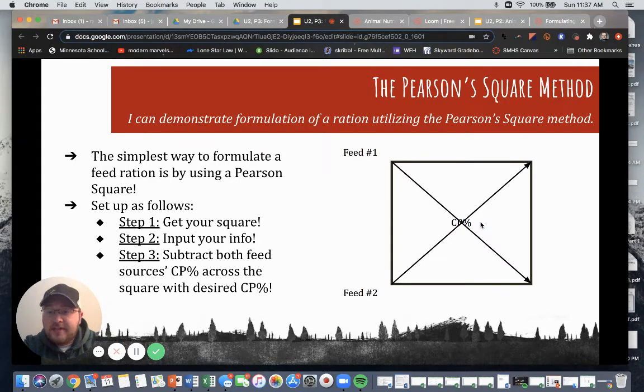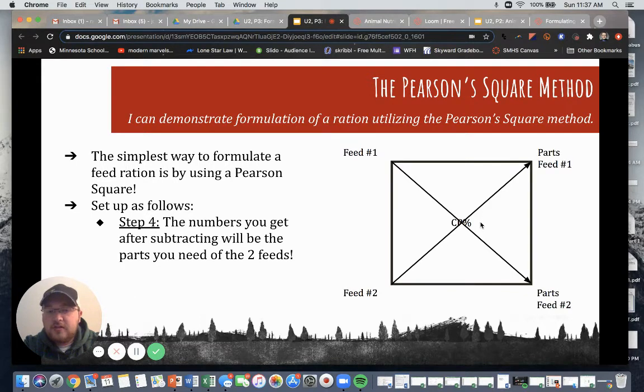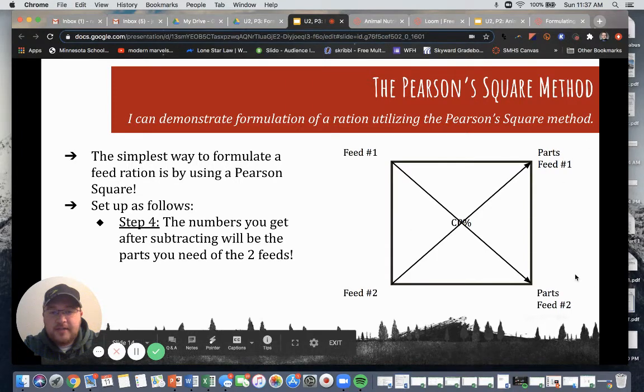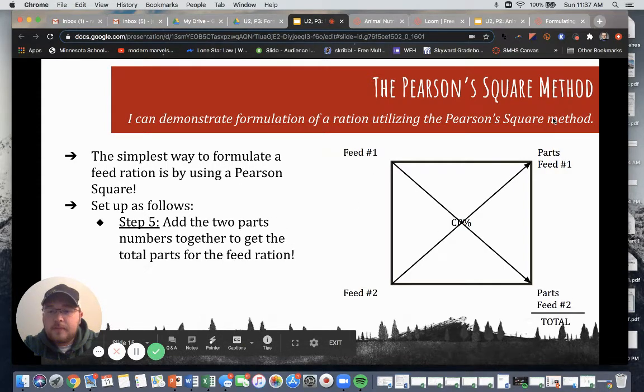Step number 3, you're going to subtract both feed sources' crude protein percents along the square from the desired crude protein percent. So this is what it's going to look like. Step number 4, the numbers you get after subtracting will be the parts you need of the 2 different feeds, and that's going to be up here and down here. So again, we subtract, and then we get our parts per feed. Then you add the 2 parts together and get the total parts for the feed ration, and that's down here.